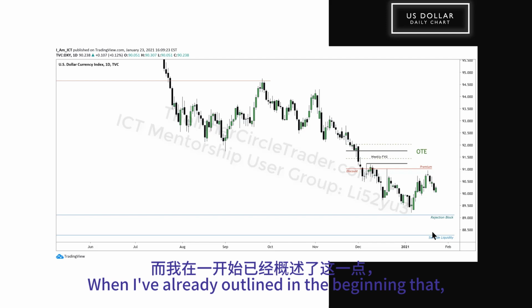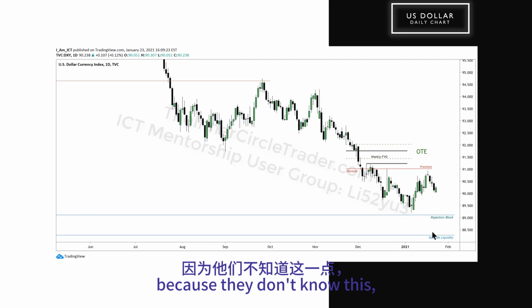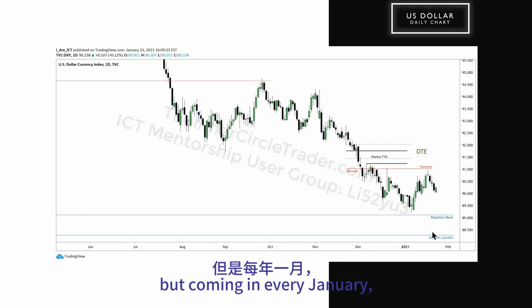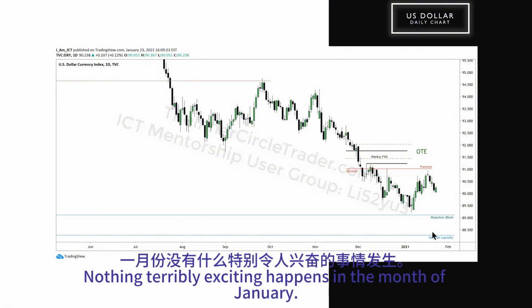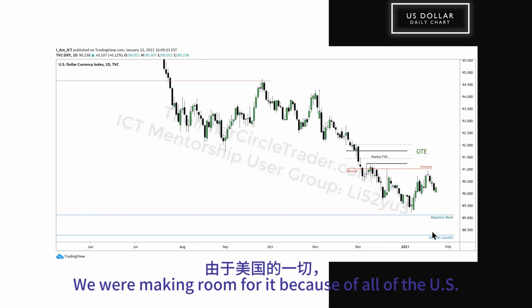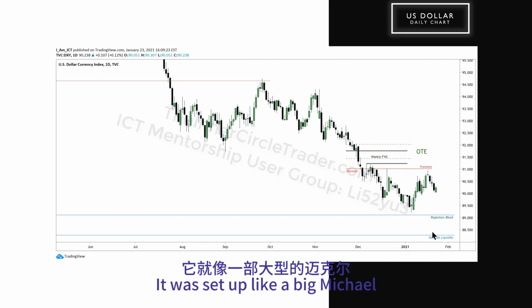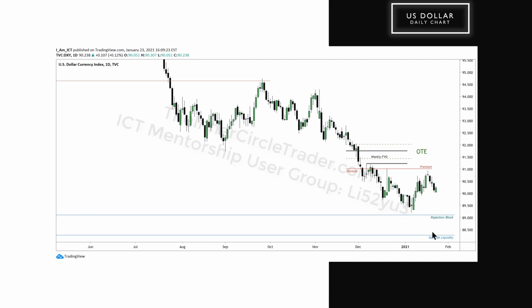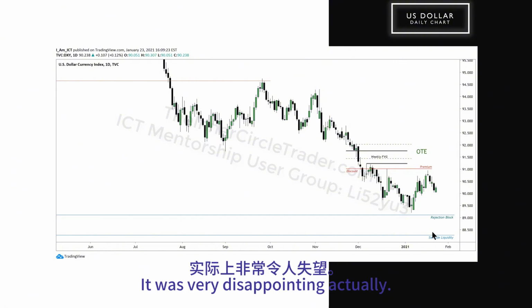I've already outlined in the beginning, and it's only really for the benefit of the new people because they don't know this, that coming in every January, it's like this. It's a slow start. Nothing terribly exciting happens in the month of January. We were making room for it because of all of the U.S. elections and all the military build-up in the D.C. area. I mean, it was set up like a big Michael Bay movie, and it just didn't deliver. It was very disappointing, actually.